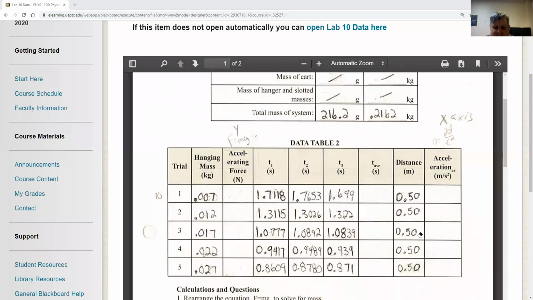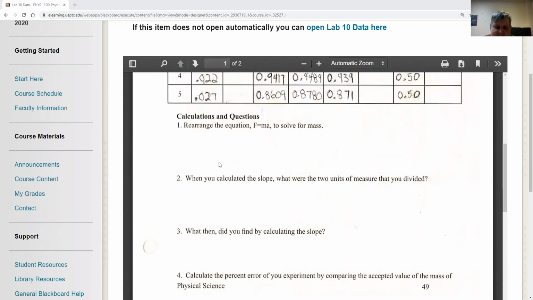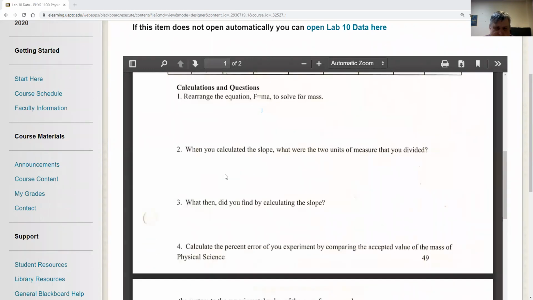So that's how to fill out this table and how to do question 1. On question 2, when you calculated the slope, which you're not going to do, what were the 2 units of measure that you divided? You divided force and acceleration. Number 3, what then did you find by calculating the slope? You found the mass of the system.